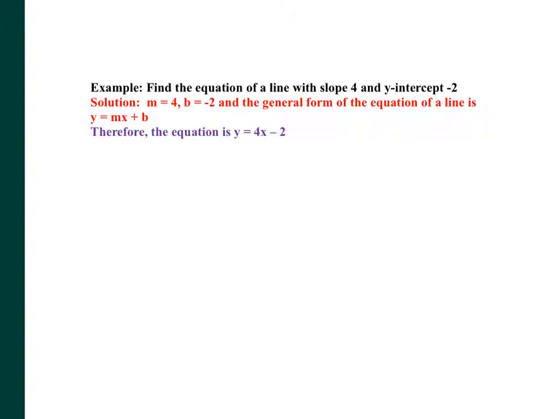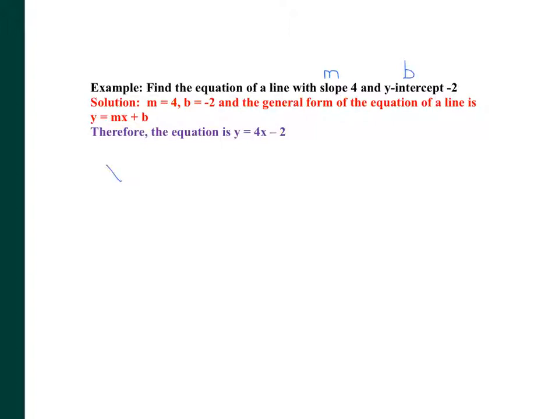In the example that you see here, we're being given the information that the slope is 4 and the y-intercept is -2, and we're being asked to find the equation of that line. The first step that you want to do is to convert the word slope into its symbol, which is m, and the word y-intercept into its symbol, which is b.